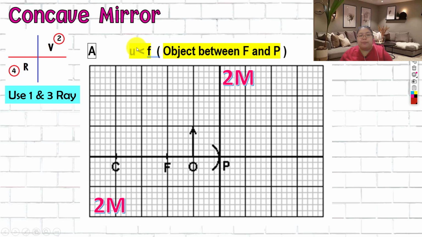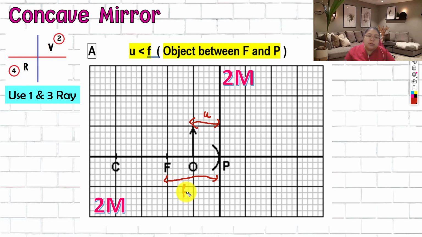U less than F. What does U mean? U is the object distance. Where's the object distance? I label first. This one is called the object distance. From the O, go to the mirror. So this one we call object distance, labeled as U. This one we label as F, focal length.